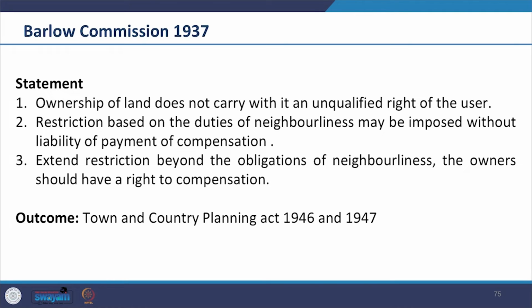The owner should have the right to compensation. So, the owner of the property is entitled to compensation. So, that was the statement made here regarding the compensation.